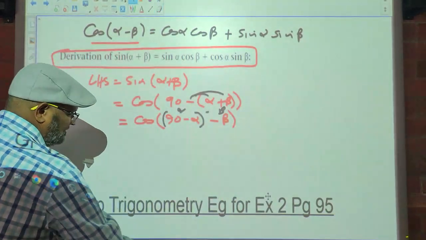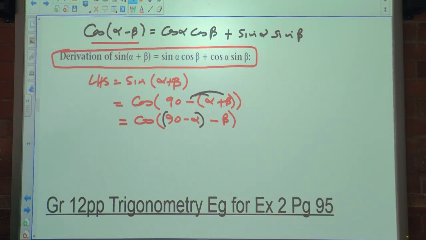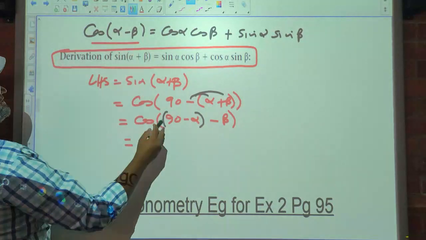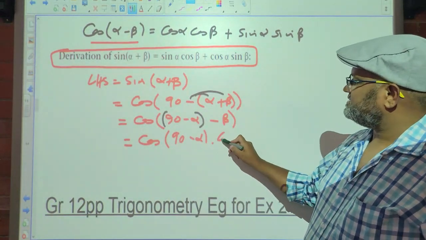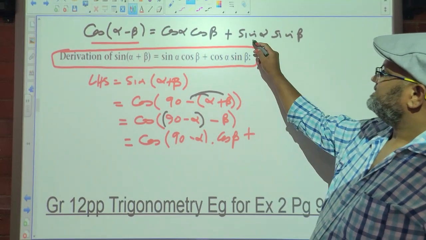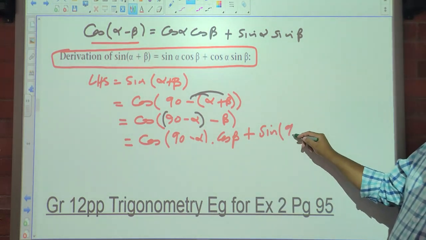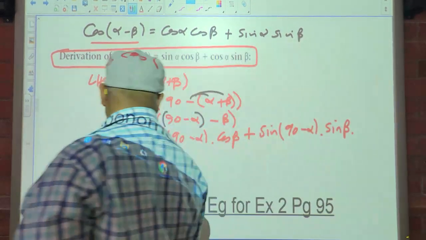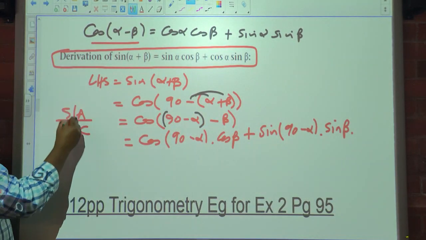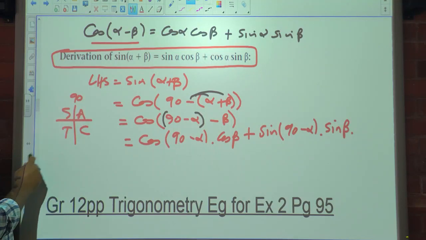Okay. And I do the expansion. So we go: cos alpha minus beta can be written as cos alpha, and what is alpha in this case? 90 minus alpha times cos beta plus sine, and what's my alpha in this case? 90 minus alpha times sine beta. Okay. So 90 minus takes you to which quadrant? 90 minus? Fourth. Second. First. Third. Come on, people, man. 90 minus is in your first quadrant. No, you said third. It was second or first. You said all of the quadrants.